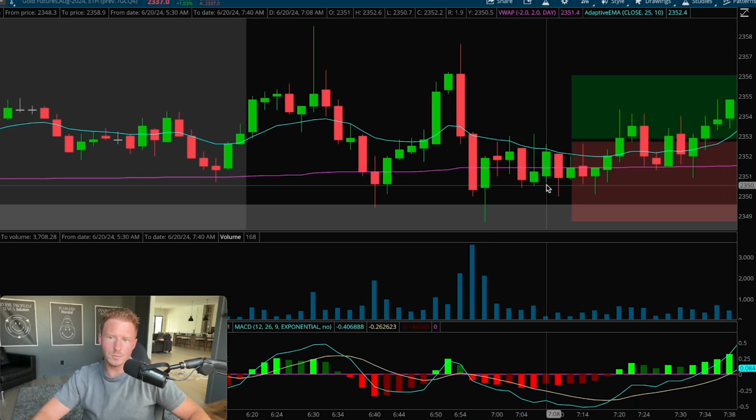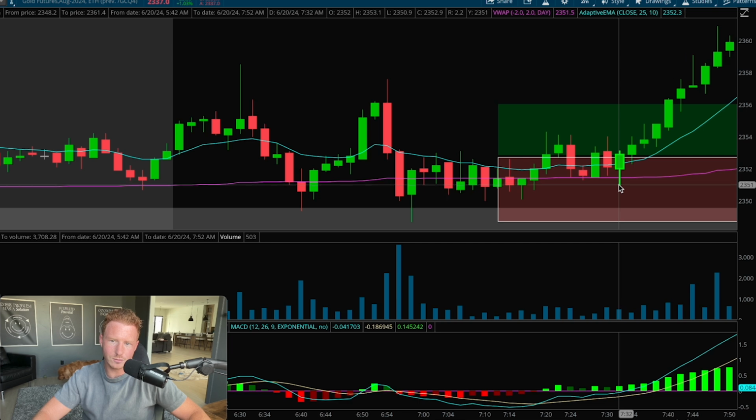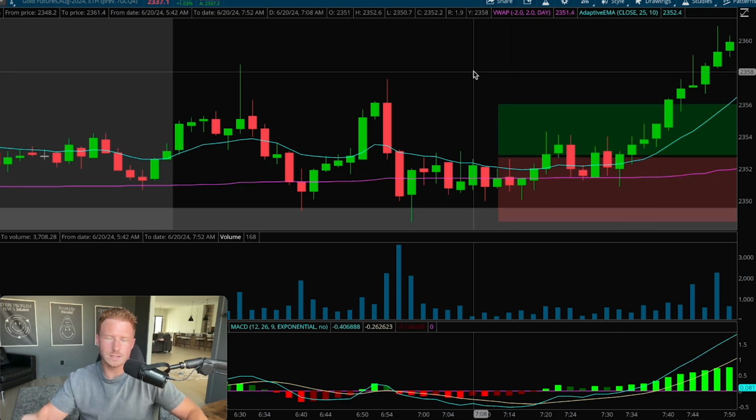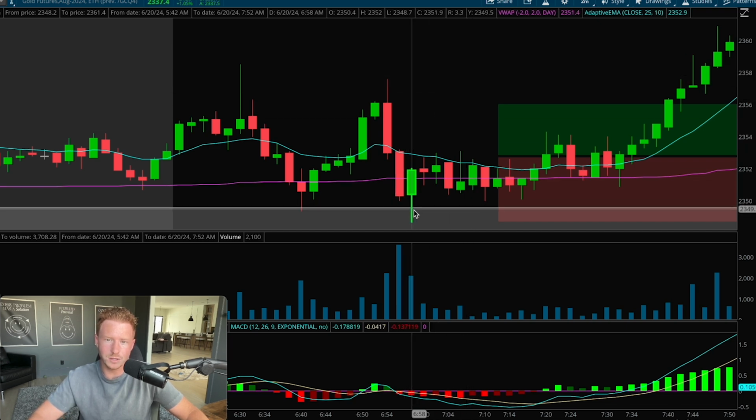But if we happen to pull back, like we did right here, we got a nice little pullback, and if I had my stop below the candle I entered on, as you can see, I would have got stopped out. If I do that, I'm not giving these buyers a chance to defend me. The only way to give myself a chance for my defense is to put my stop below where the volume was created.